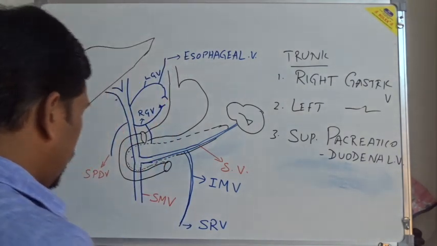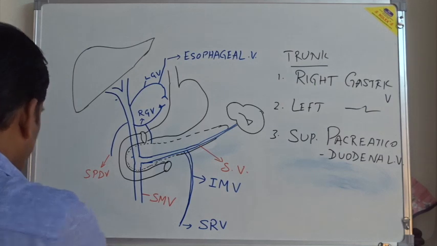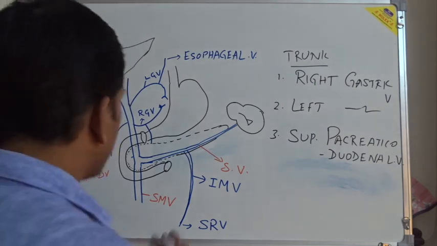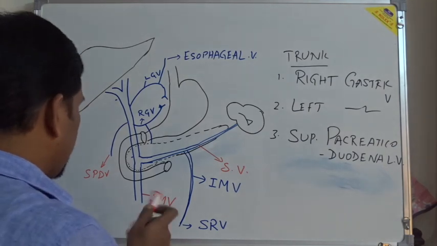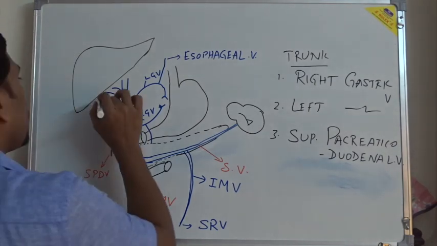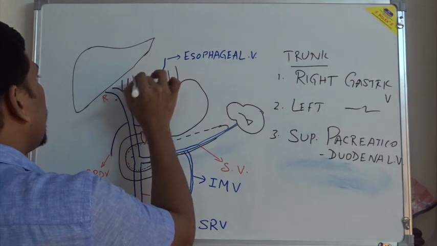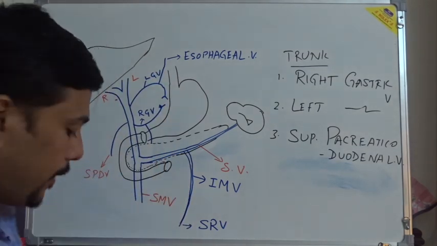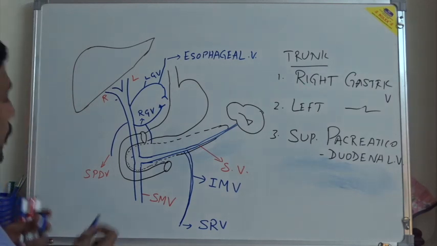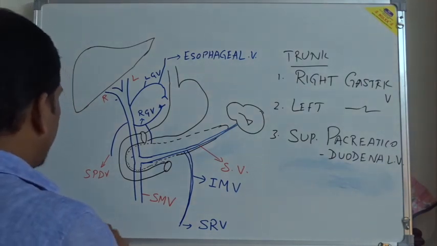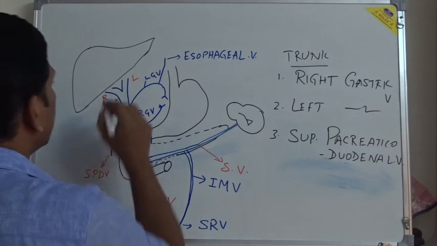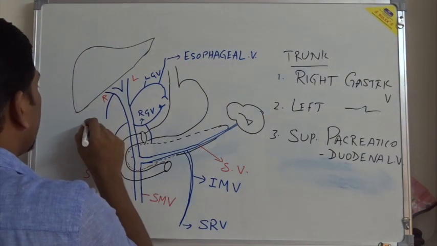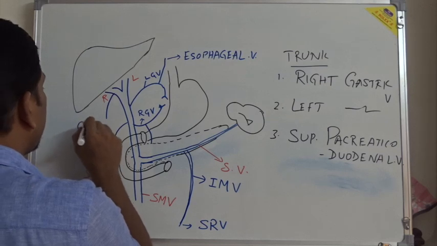Next is the tributaries from the branches. As you all know, the portal vein has two major branches, that is the right branch and the left branch, before it is entering into the porta hepatis. Okay, so from the right branch, we have an important tributary, that is the cystic vein.